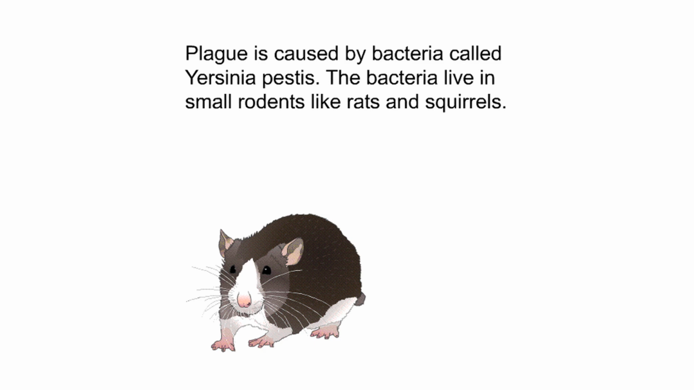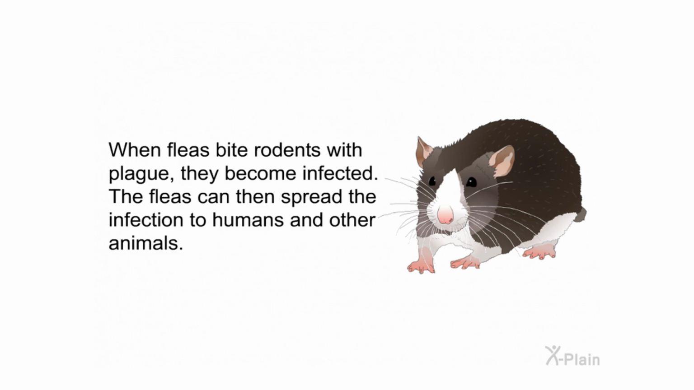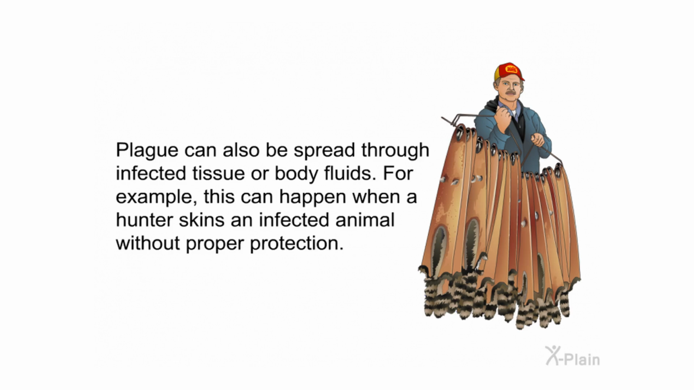Plague is caused by bacteria called Yersinia pestis. The bacteria live in small rodents like rats and squirrels. When fleas bite rodents with plague, they become infected. The fleas can then spread the infection to humans and other animals. Plague can also be spread through infected tissue or body fluids. For example, this can happen when a hunter skins an infected animal without proper protection.